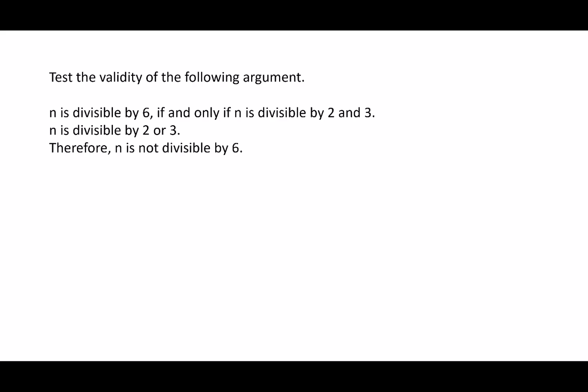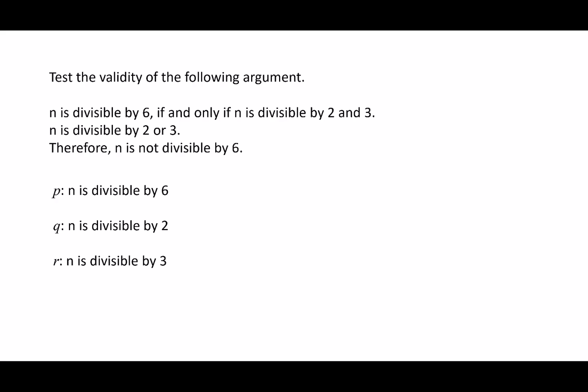So let's try a bigger example. We're going to test the validity of the following argument. We're given n is divisible by 6 if and only if n is divisible by 2 and 3. N is divisible by 2 or 3, therefore n is not divisible by 6. We'll start by assigning variables. We'll let P be the statement n is divisible by 6, Q will be the statement n is divisible by 2, R will be the statement n is divisible by 3.